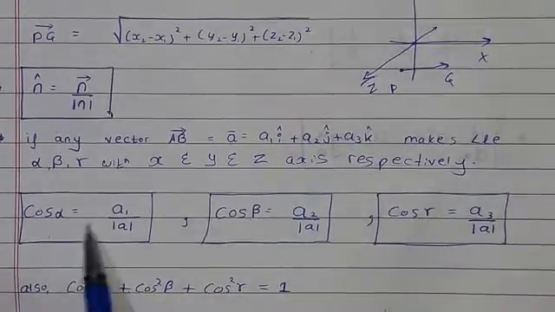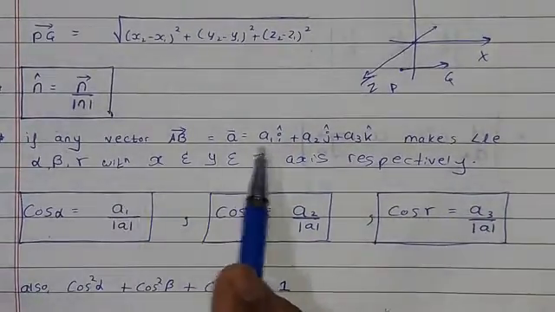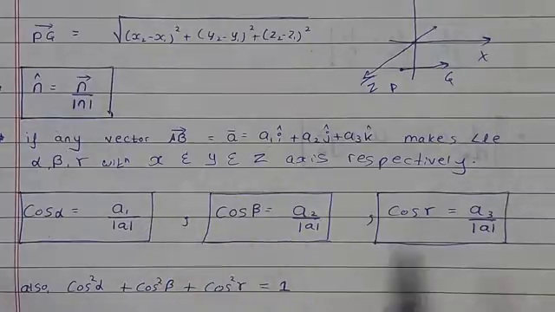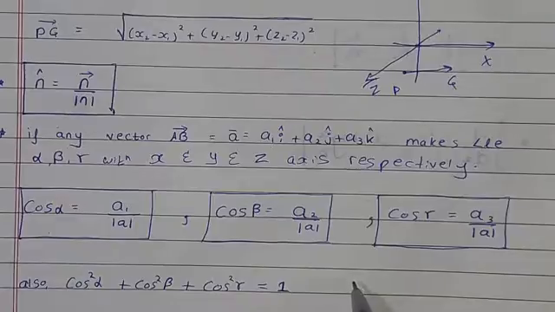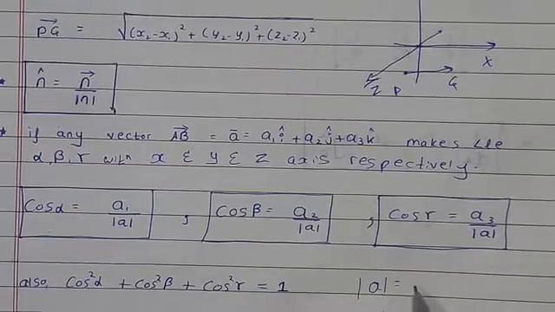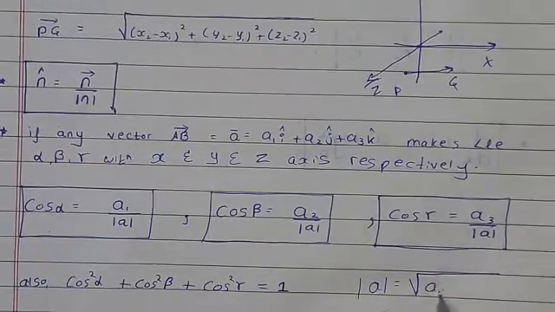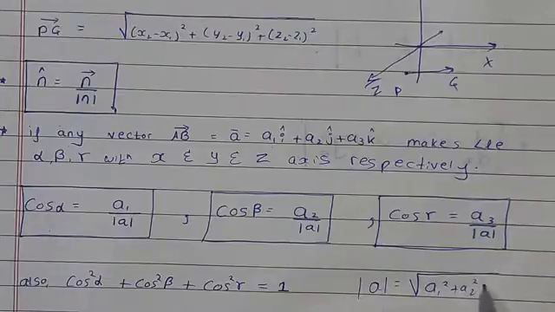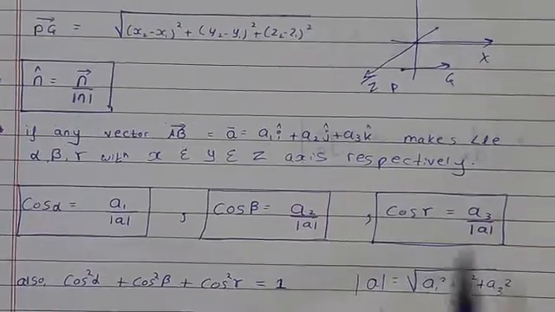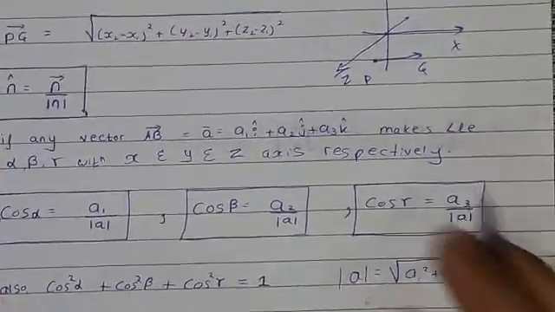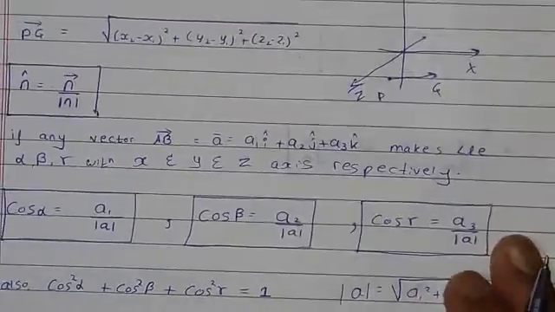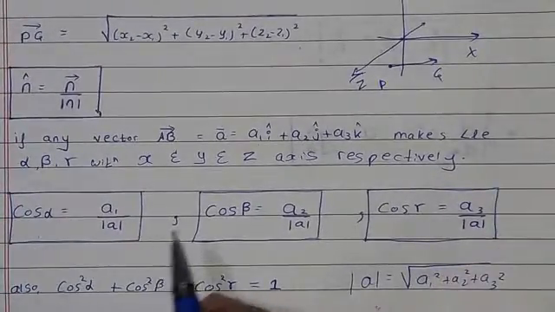Of course, cos of alpha is equal to a1 upon the magnitude of a. The magnitude of a should be common. What will be the magnitude of a? The magnitude of a would be the square root of a1 square plus a2 square plus a3 square. This would be the magnitude of the vector. And so cos alpha would be a1 upon mod of a.